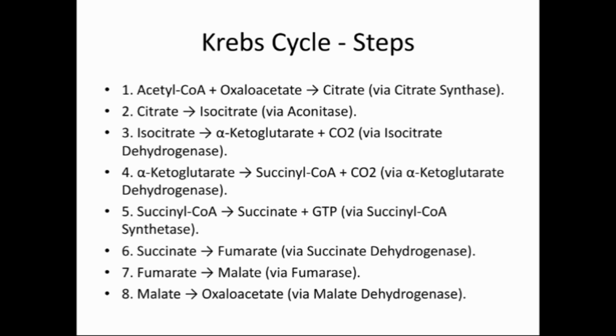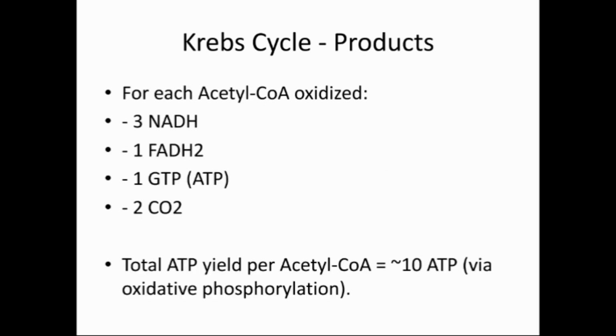Succinate is oxidized to fumarate. Fumarate is hydrated to malate. Finally, malate is oxidized back to oxaloacetate, ready to accept another acetyl-CoA. For each acetyl-CoA, the cycle produces 3 NADH, 1 FADH₂, 1 GTP or ATP, and 2 carbon dioxides. When these reduced coenzymes go into the electron transport chain, we get about 10 ATPs per acetyl-CoA.